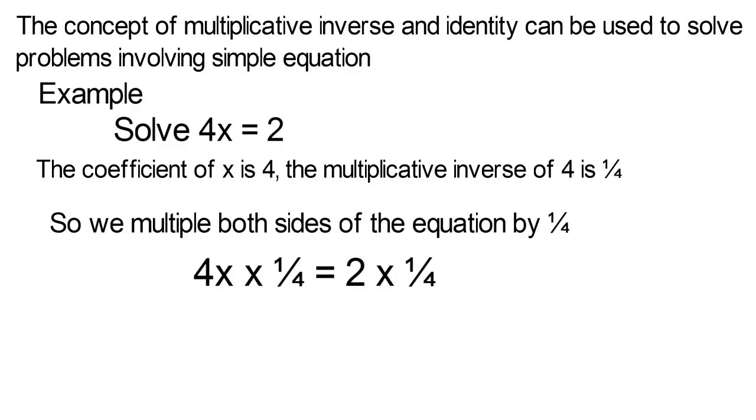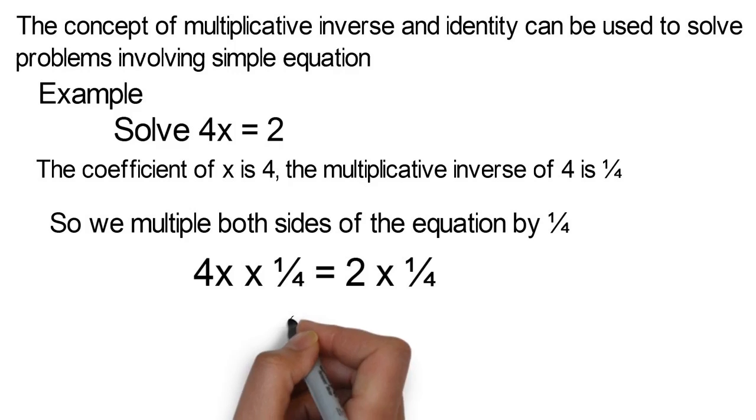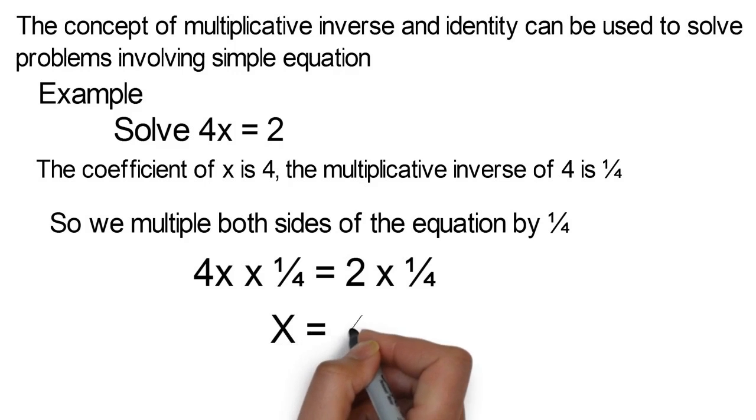So 4 times 1 over 4 will give us 1. So I have 1 times x, we have x. Then 2 times 1 over 4 will give us 1 over 2, because if we have 2 here and 2 here, we have 1 over 2. So x is equal to 1 over 2.